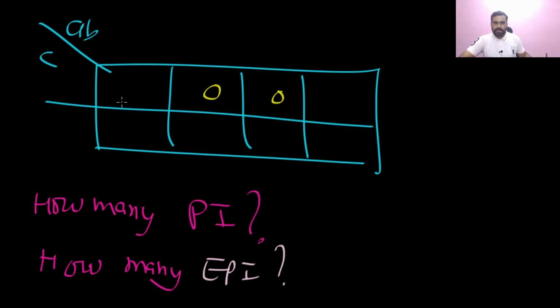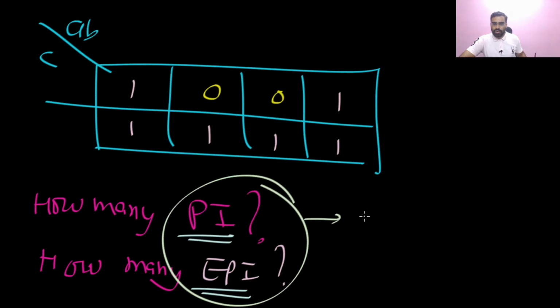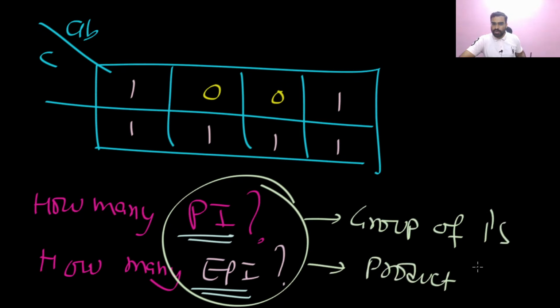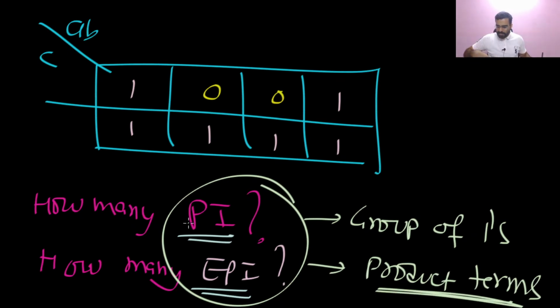Always remember that prime implicants and essential prime implicants are groups of ones. They are not groups of zeros. These are product terms, not sum terms. We have already seen the different definitions of PI and EPI in the class.